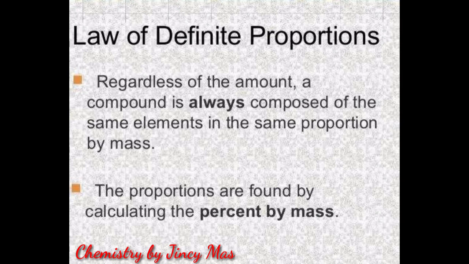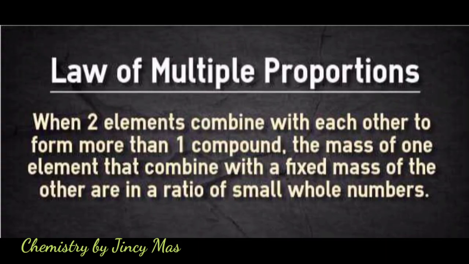This you can understand by taking a simple example of water. If you take 1 liter of water or 2 liters of water or half a liter of water, whatever it may be, the compound water, H2O, will always contain 2 hydrogen atoms and 1 oxygen atom. It won't change according to the weight or amount you take. That is, regardless of the amount, a compound is always composed of the same elements in the same proportion by mass. Next, the law of multiple proportions.